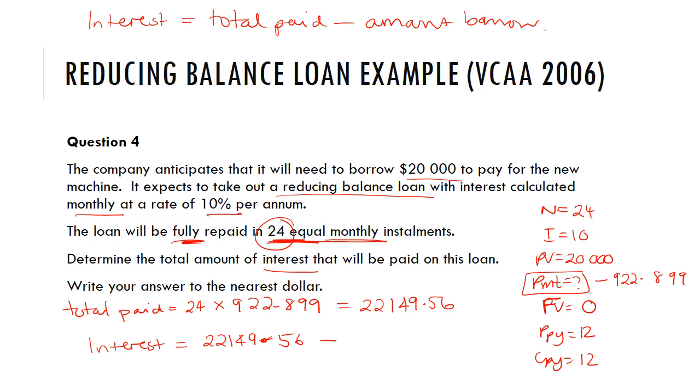And so now to get my interest, I'm going to do my total paid, $22,149.56, minus the amount I borrowed, which was $20,000. So that tells me that the interest I paid was $2,149.56, which to the nearest dollar means $2,150 in total.